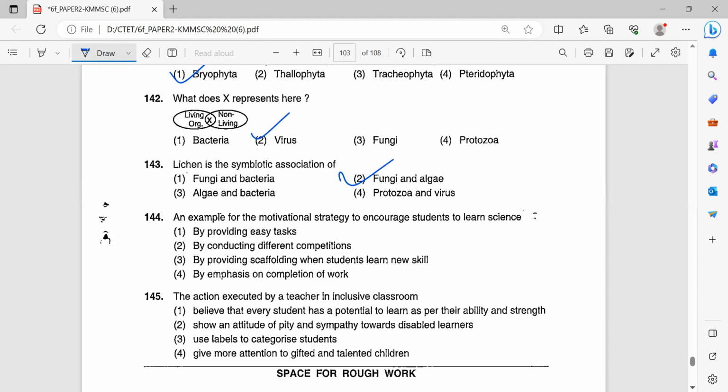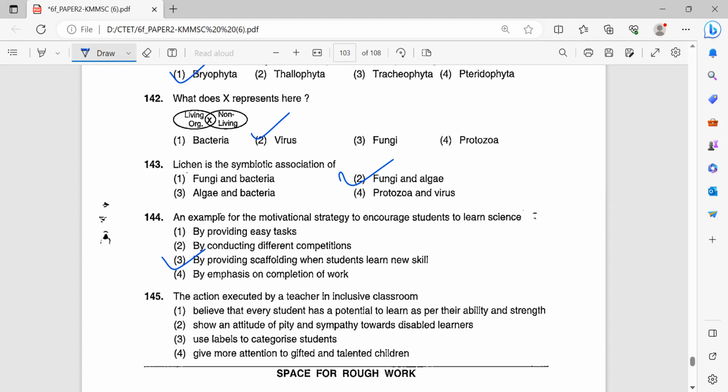An example for the motivational strategy to encourage students to learn science. This is a motivational strategy. It makes students like learning science. So what can be done? By providing easy tasks, by conducting different competition, by providing scaffolding when students learn new skill, by emphasis on completion of work. So the right answer is option C, by providing scaffolding when they learn new skill.